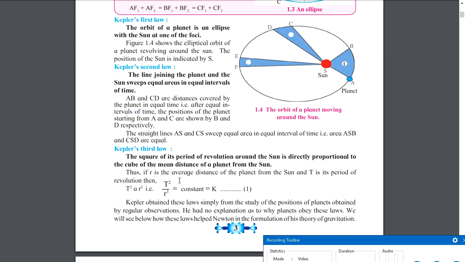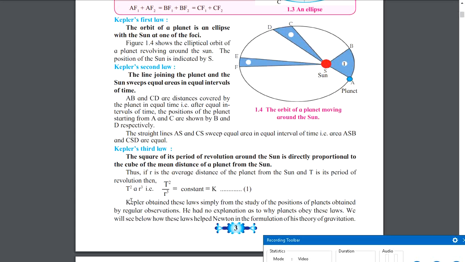and we will realize that T square, that is the square of the period of revolution around the Sun, is directly proportional to the cube of the mean distance of a planet from the Sun. So T square is directly proportional to R cube. It means if you increase T, R will also increase. It means that T square by R cube is always constant, okay? Because if you increase T, R is also increasing, so there must be some constant, and it is denoted by K.